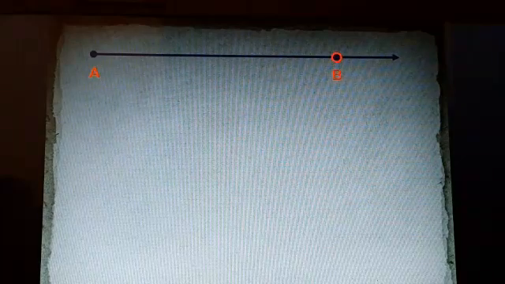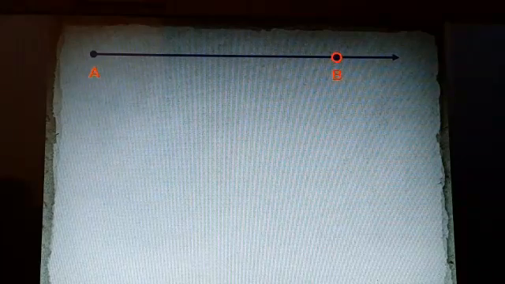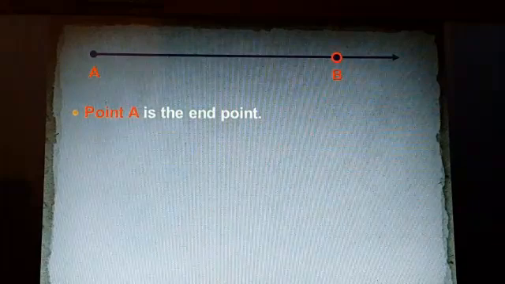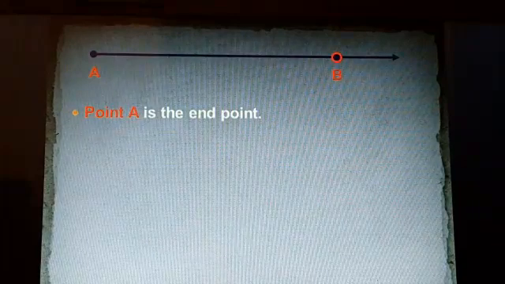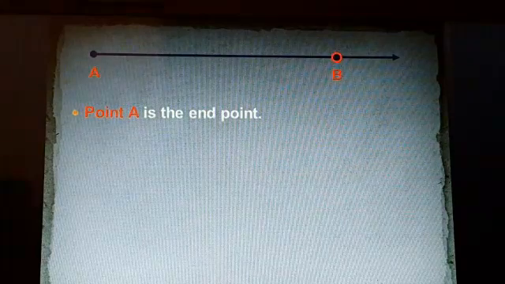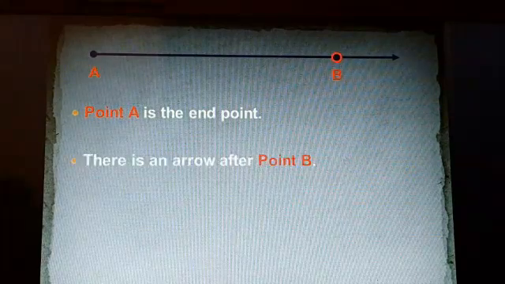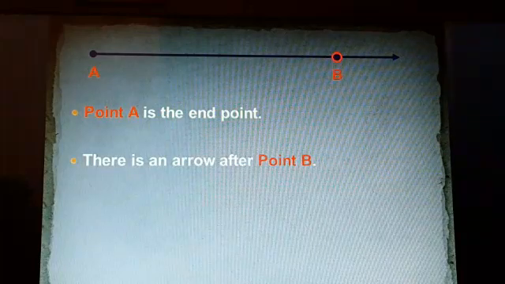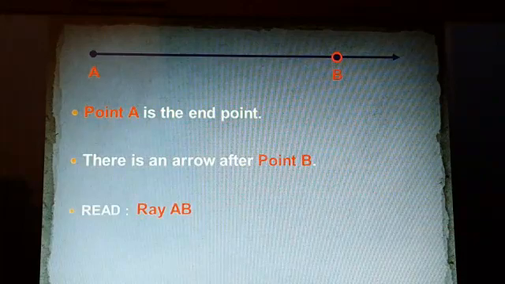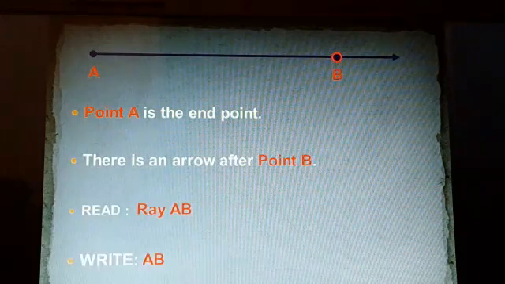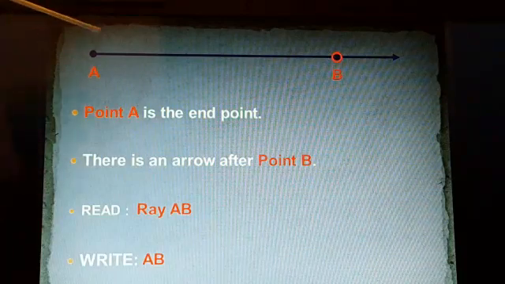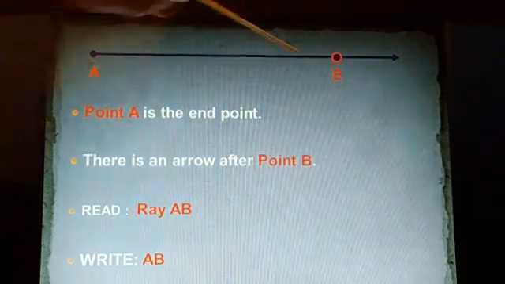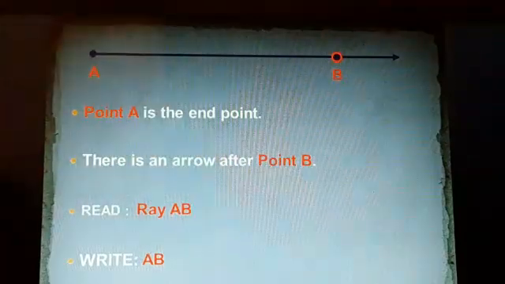Now ask yourself and recall your knowledge. Which one is the end point? Just think. The letter A, right? Yes, point A is the end point. Which letter is with the arrowhead? B. The point B is with the arrowhead. Now how to read? Ray AB. Wow. Now how to write? We will write from the end point, that is the letter A, then we will write the B, AB.